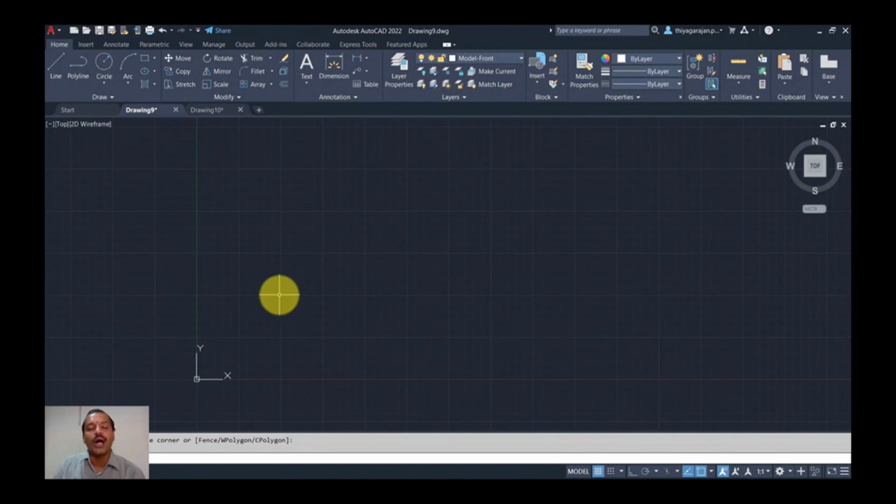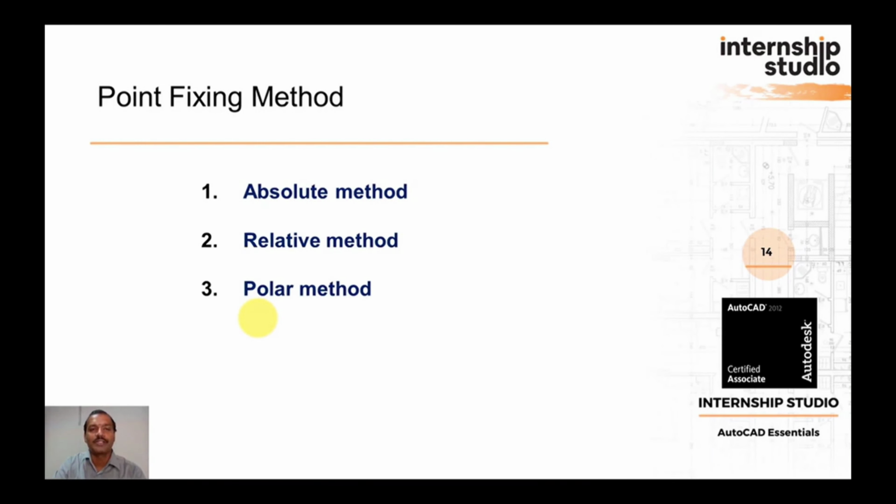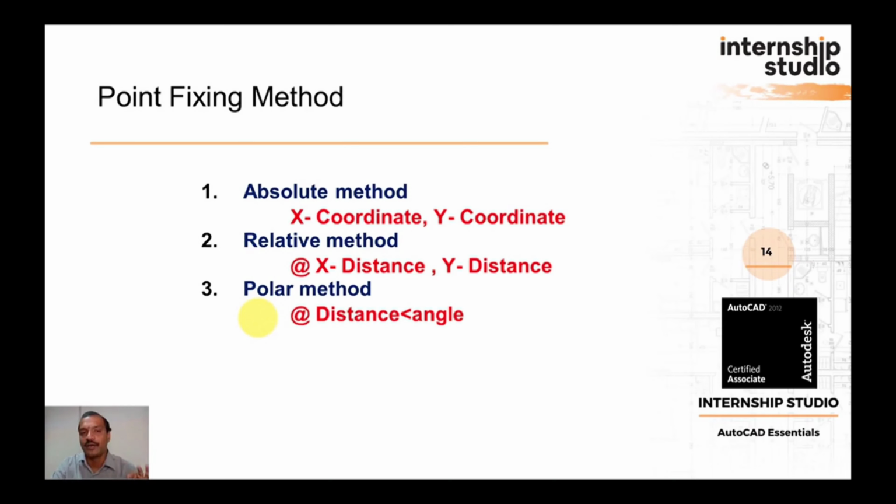Then without knowing this, how can we fix these points exactly on the screen? We have some methods. Those methods are called the absolute method, relative method, and polar method. Only 3 methods are there. How to fix a point exactly on the imaginary graph sheet without any x and y value reference? We have some rules, some syntax. Using this syntax, we can fix the points on a screen exactly. From the next session, we are going to discuss each and every point fixing method elaborately with examples.